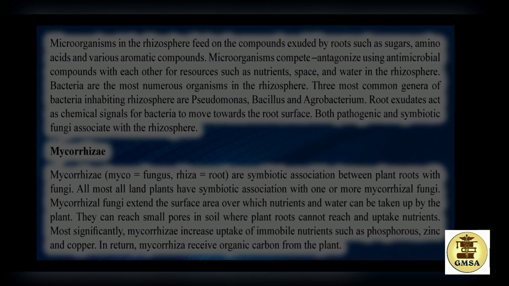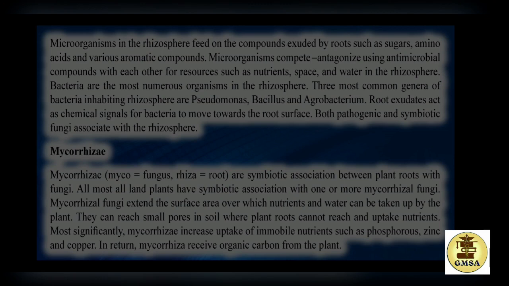Then moving on, mycorrhizae. Now this mycorrhizae consists of two components in the name itself. First is myco and second is rhizae. Myco means fungus, rhiza is the root. So this means fungus associating the plant root. Mycorrhizae are symbiotic associations between plant roots with fungi, as its name suggests. Almost all land plants have symbiotic association with one or more mycorrhizal fungi.